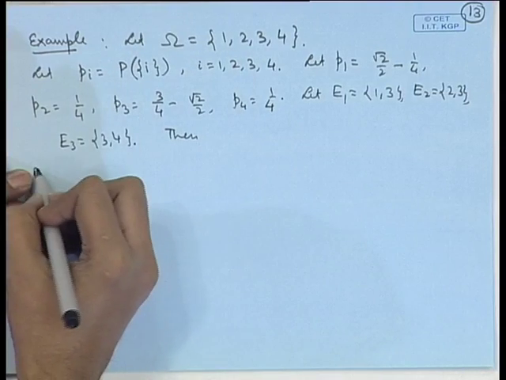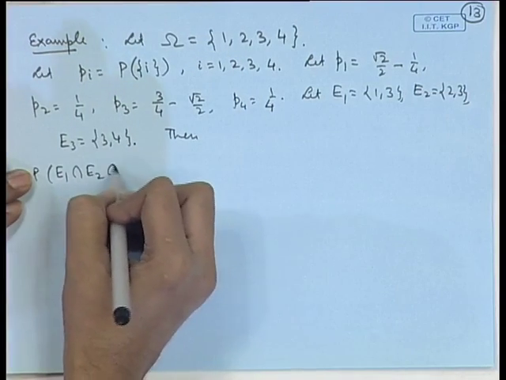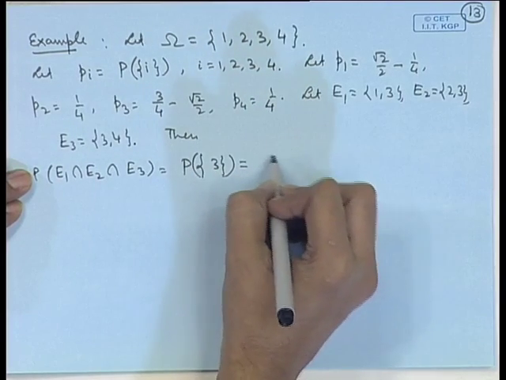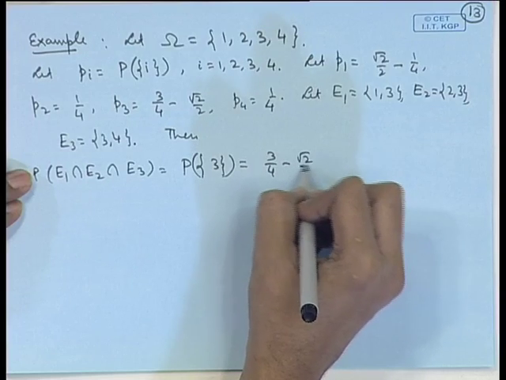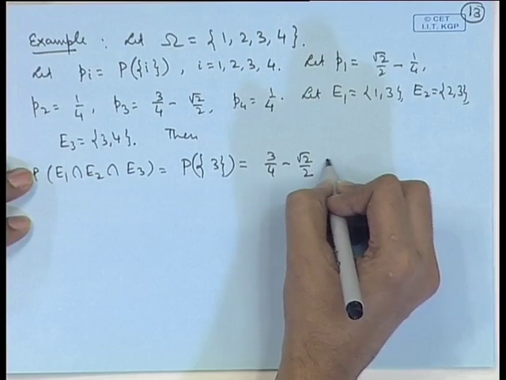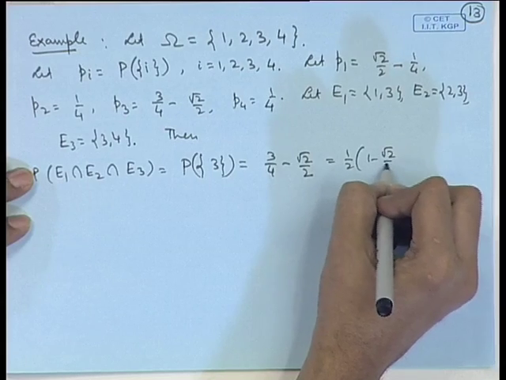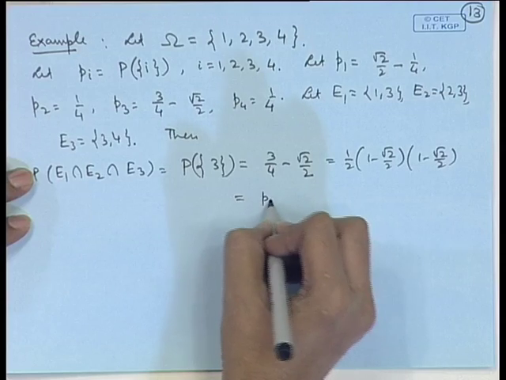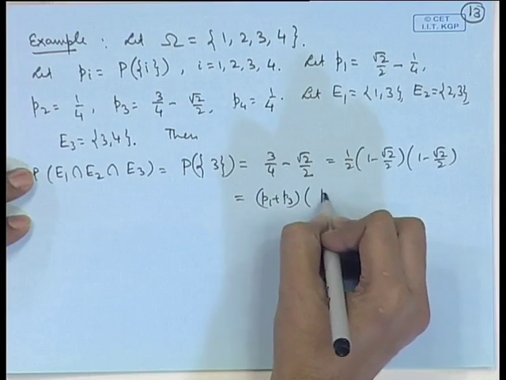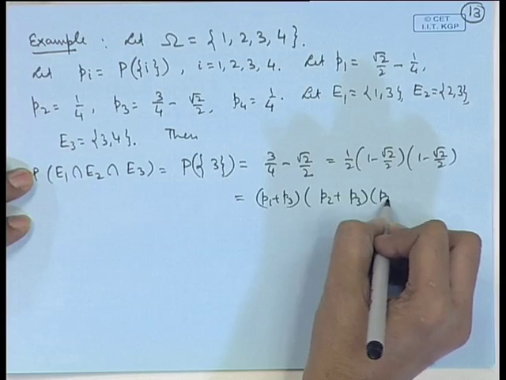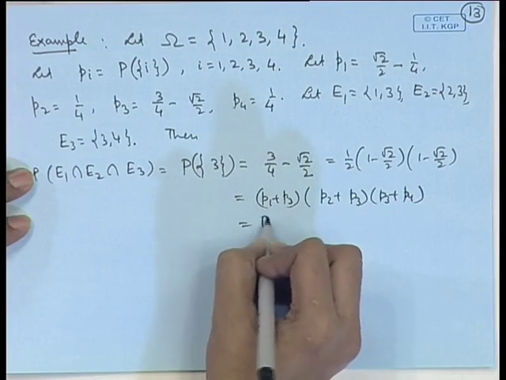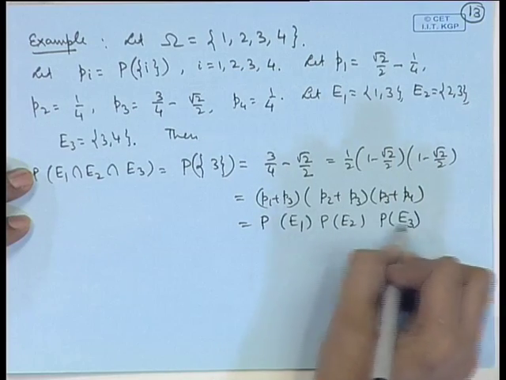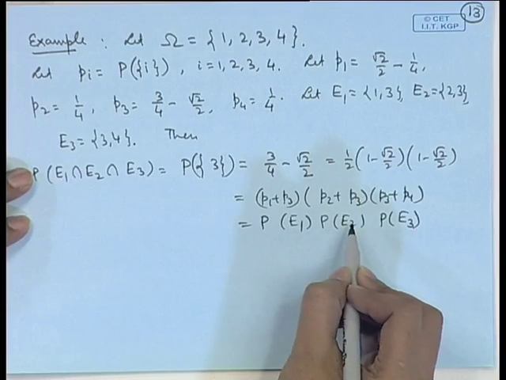Then if I look at probability of E 1 intersection E 2 intersection E 3, then it is simply the probability of 3, that is P 3, that is 3 by 4 minus root 2 by 2, which I can write as half into 1 minus root 2 by 2, 1 minus root 2 by 2, which can be written as P 1 plus P 3 into P 2 plus P 3 into P 3 plus P 4. So, this is equal to probability of E 1 into probability of E 2 into probability of E 3. So, the last condition for the independence of E 1, E 2, E 3 is satisfied.